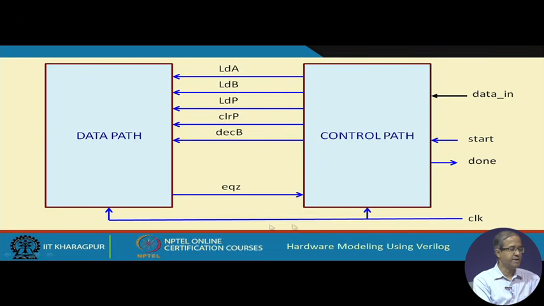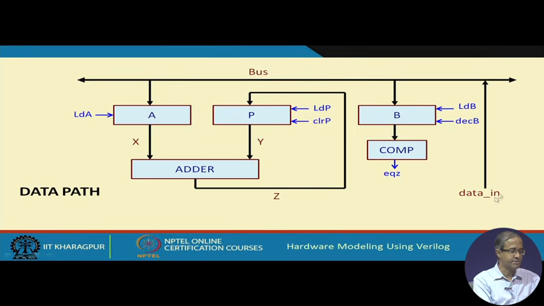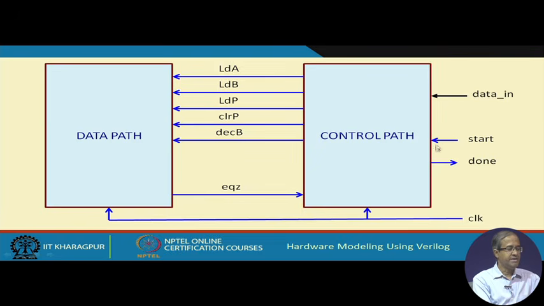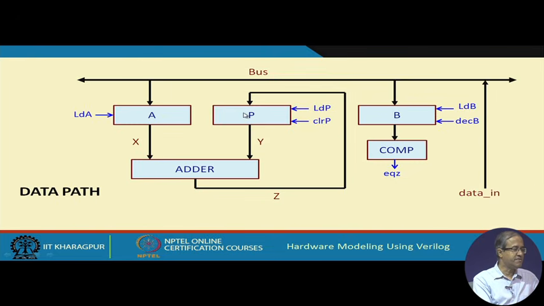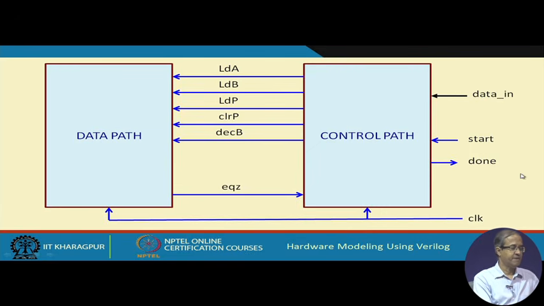Clock will be connected to both. Data in I am showing here, actually data in is also coming to the data path, because in the data path also data in is there. And there are 2 additional signals in the control path. Start means now you start the multiplication, and after the multiplication is finished, done will be activated. So, that from outside you will know that the multiplication is done and the result is available. Now, where is the result available? It will be available in P, the product. Fine. Now, let us see how we can design the control path.